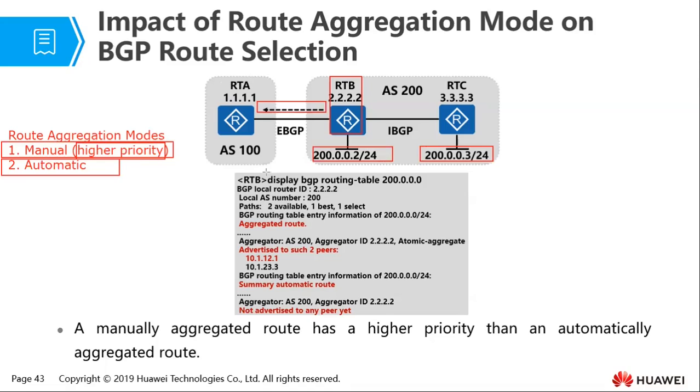So how to confirm that? We can do, on RTB, display BGP routing table for this particular network 200.0.0.0. Then we can see that we have two available.